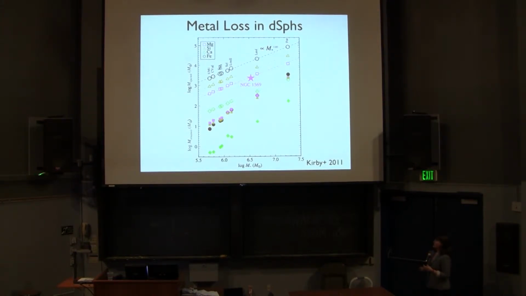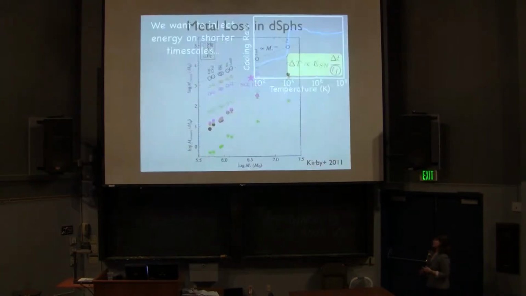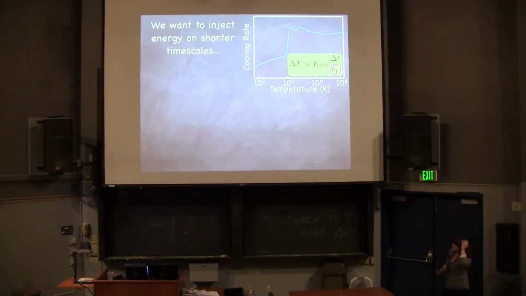If you look at the metals retained, or the metallicities of star particles in these systems, these are observations from Kirby: the mass of metals ejected from these halos versus the mass retained, it's ridiculous. Over 95% of the metals are ejected from these systems, so it's almost complete metal loss. So we wanted to go back to the drawing board on our feedback prescription.